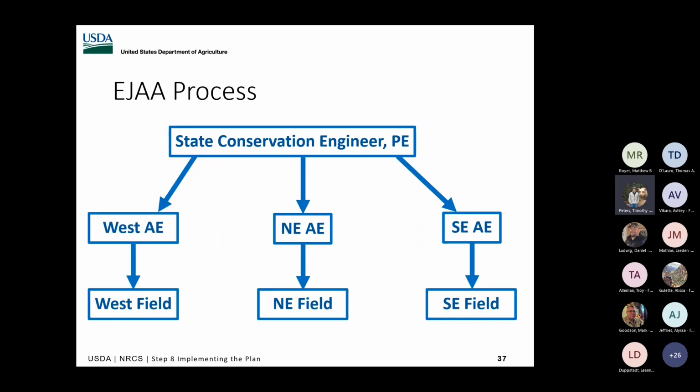All right, so the structure. We've said this a couple of times, but engineering job approval by policy goes to the state engineer. They just automatically have it, and then they delegate to, in Pennsylvania's case, the area engineers in the west, northeast, and southeast, and then the area engineers delegate to the staff that are under their technical supervision within their area.